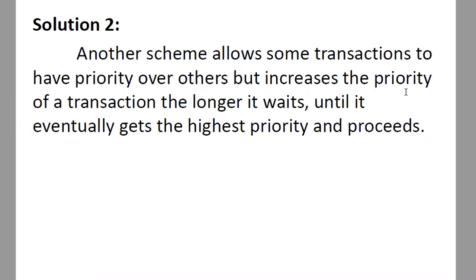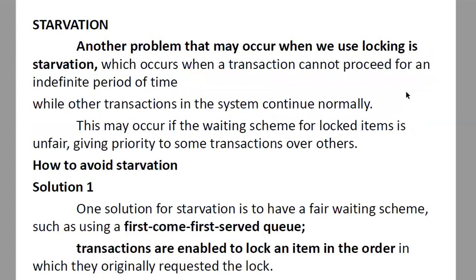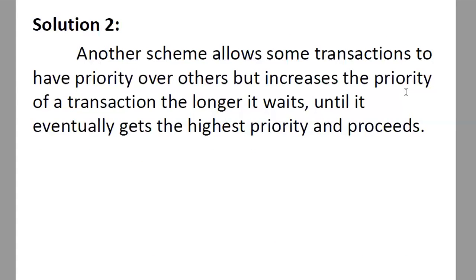So you can avoid starvation by applying the second solution also. There are two things. One is you can apply some scheme, first come first serve. The second is you can increase the priority of the transaction the longer it waits. Based on how much time it has been waiting for the particular data item, you can increase the priority so that you can avoid the starvation.